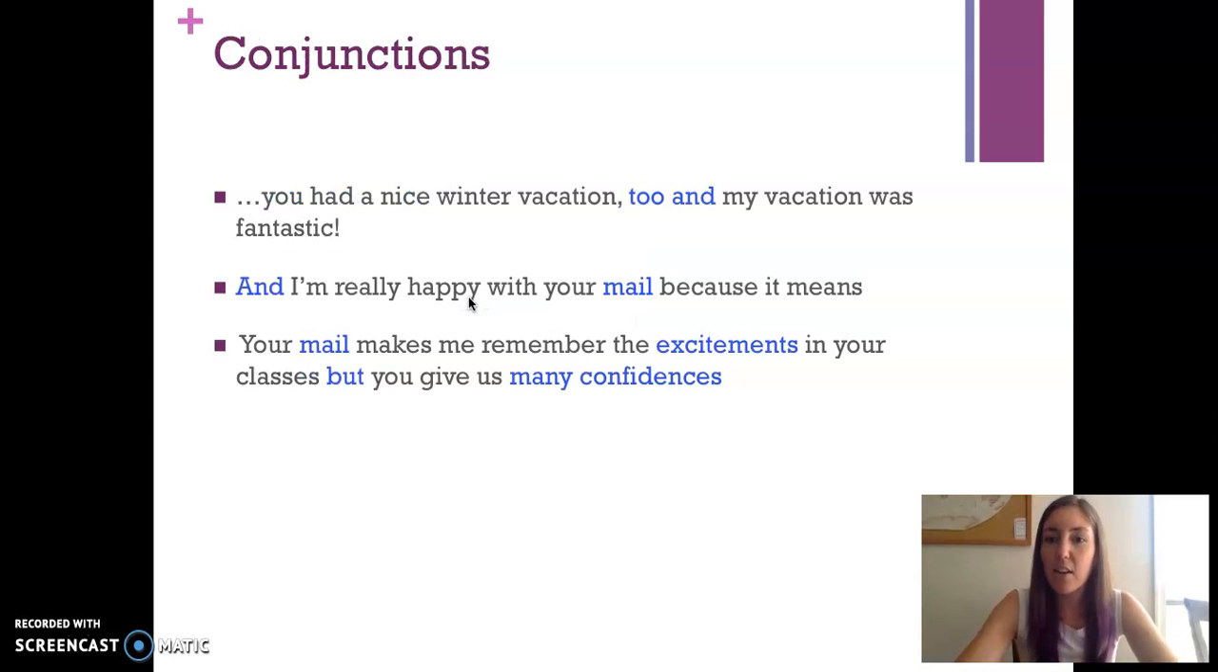Okay, and then the last area to work on is conjunctions, which are those connecting words. In the first sentence where you're trying to connect several ideas here, "and you had a nice winter vacation too, and my vacation was fantastic," I would actually separate these into two different sentences. Have the first sentence tell your professor that you're hoping that she had a great vacation, and then have a separate sentence that says, "my vacation was fantastic." If you wanted to keep it as one sentence, we need another comma after "too."